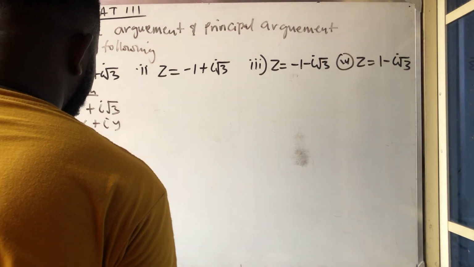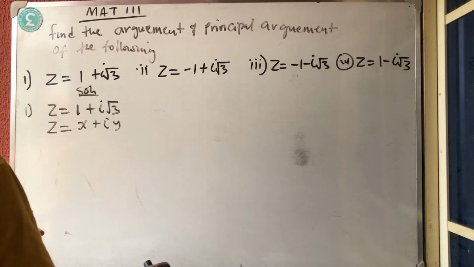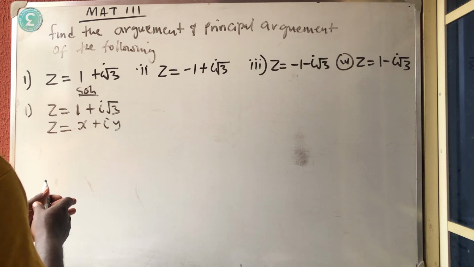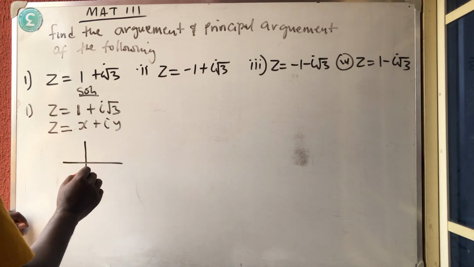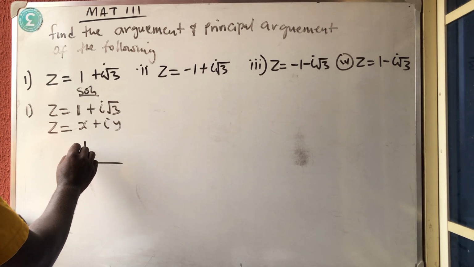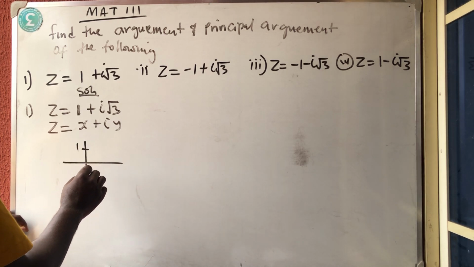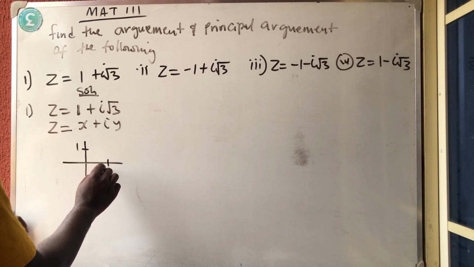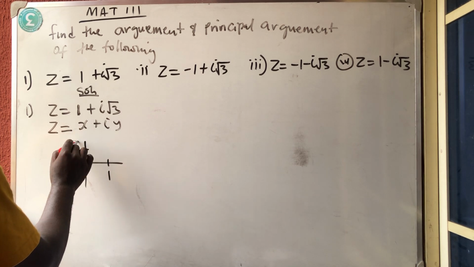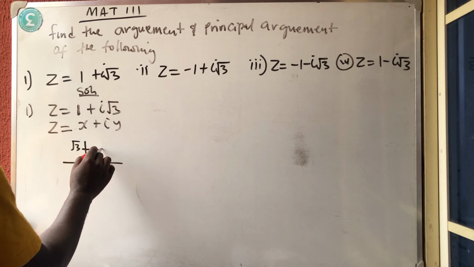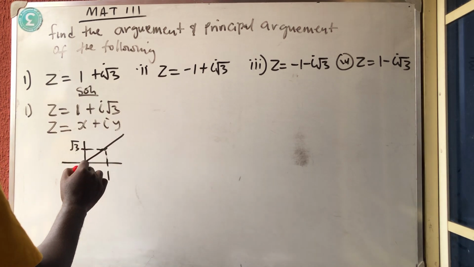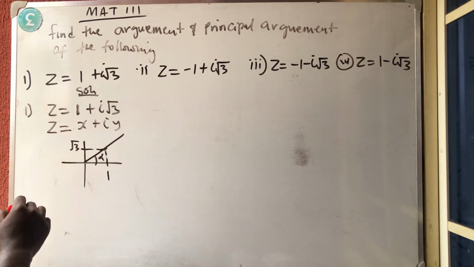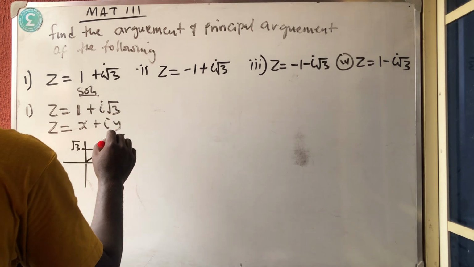If we draw it, we'll now have this. Watch me now. I'm having that x is 1. Let me say that here is 1. Sorry, this is the x axis, this is 1, while my y is root 3. If both of them meet at the first quadrant, you draw like this. So this is your alpha. The first thing you get is your alpha.